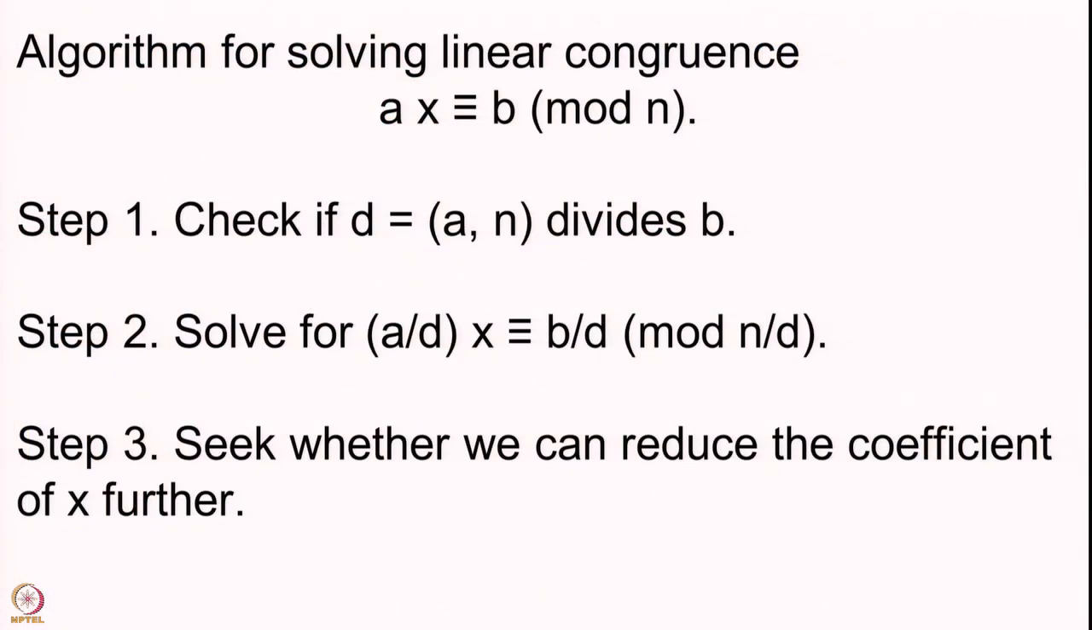Welcome back. We are considering the solutions to linear congruences modulo n, and we saw that there is an algorithm. The algorithm had two lemmas which we have proved, but let me put the algorithm here for your reference. What we have done in the first step is reduce the coefficient of x, the constant term, as well as the modulus, by dividing by the GCD.